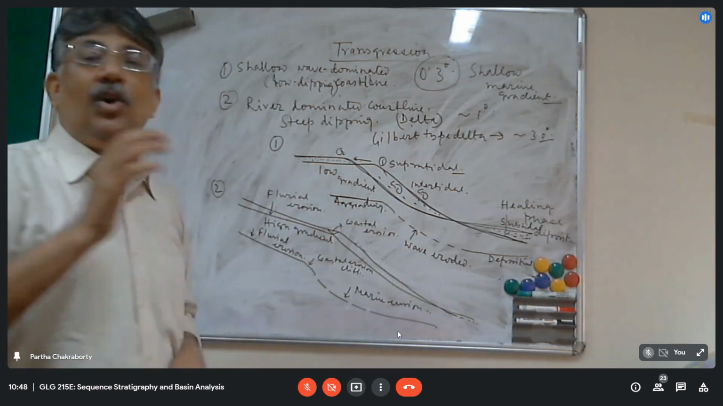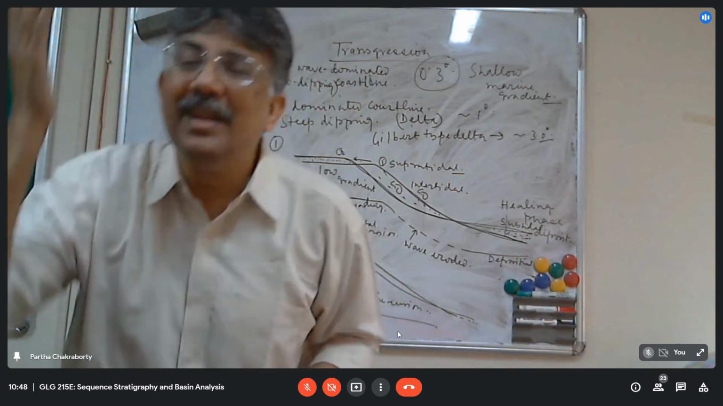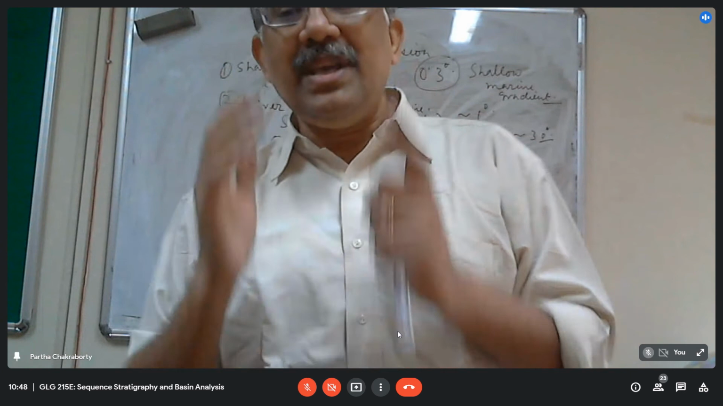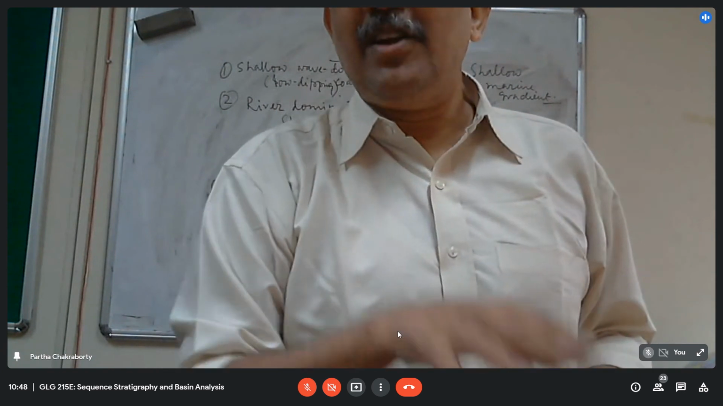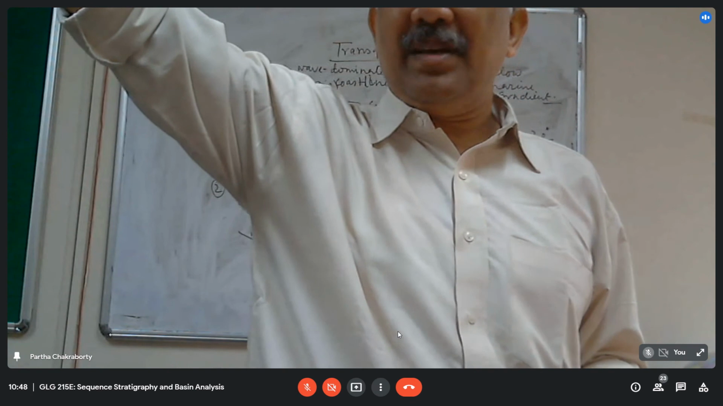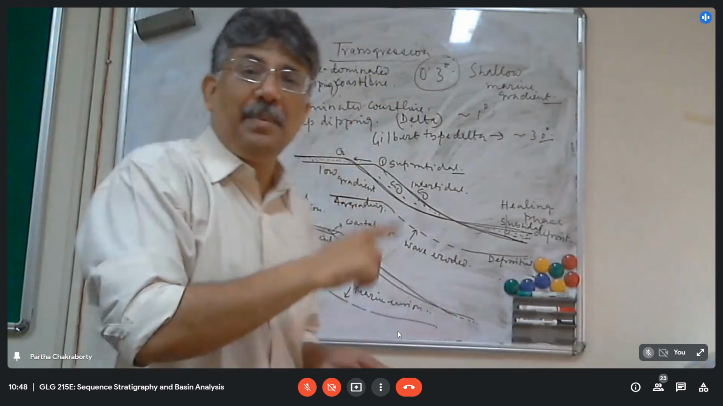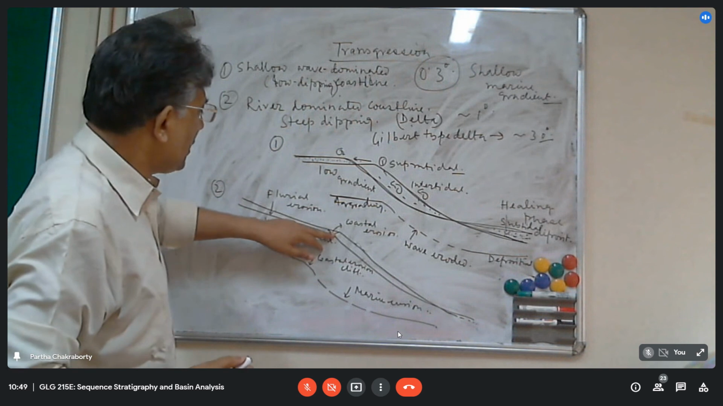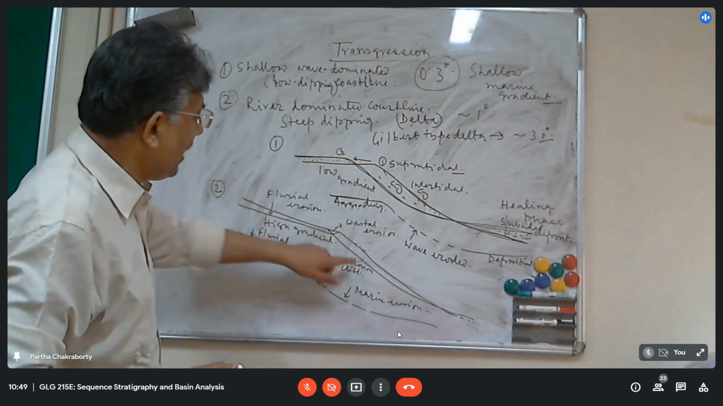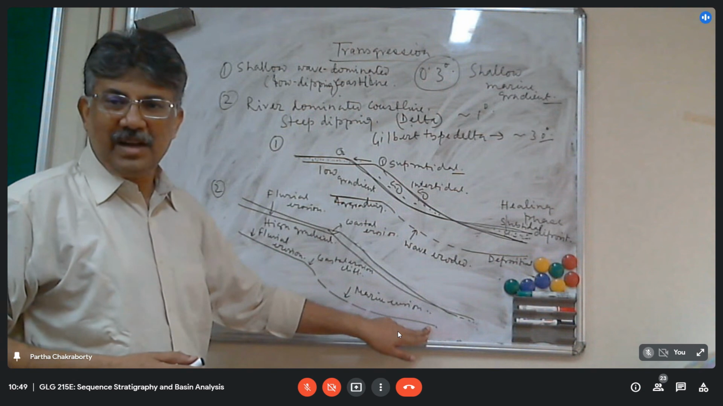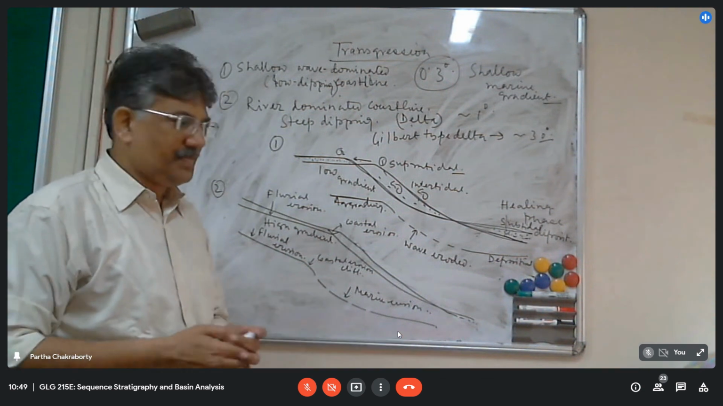Then we get the formation of coastal cliffs. These coastal cliffs are basically formed during transgression when the proximal part is steep dipping. That will not happen when you have a gentle gradient. So then you have coastal erosion, fluvial erosion, and marine erosion. So then the surface will come like this.